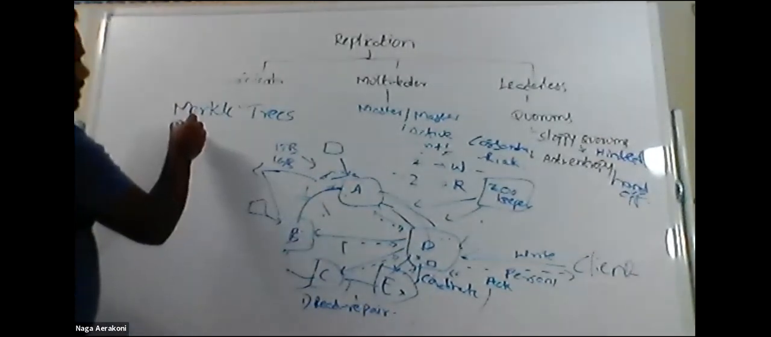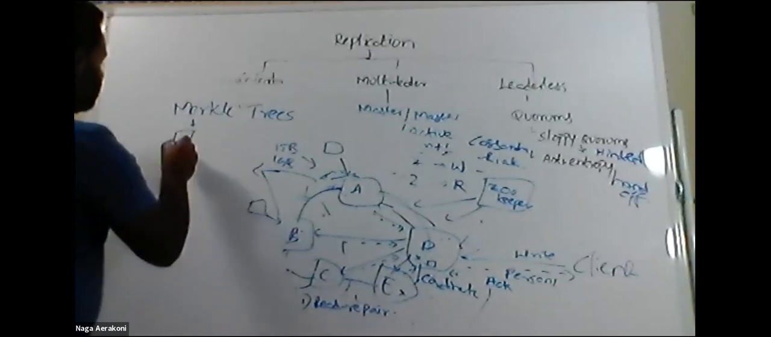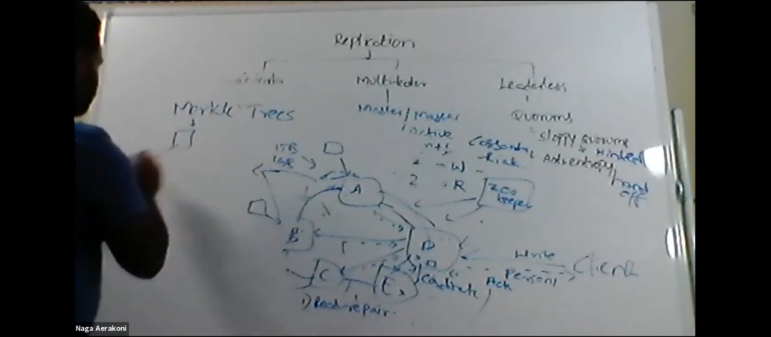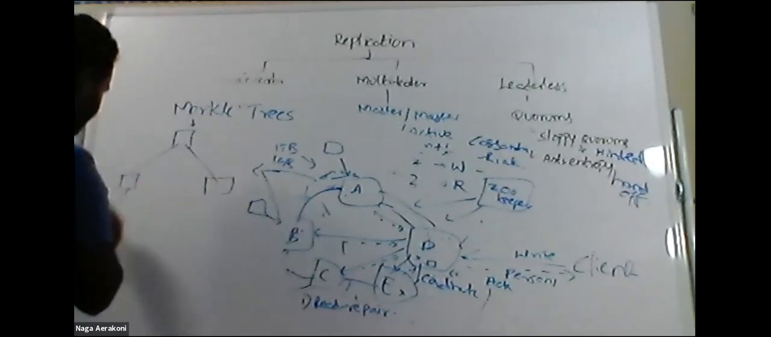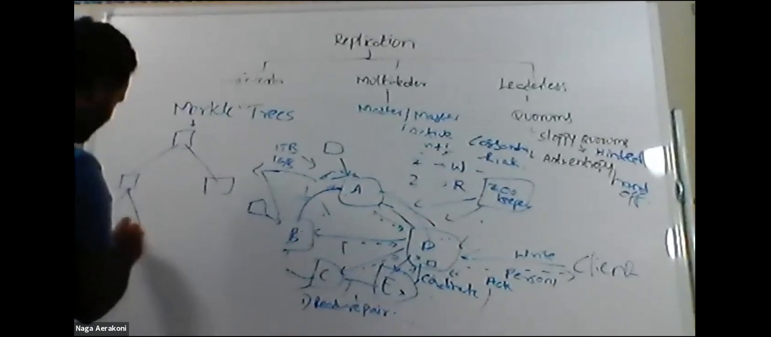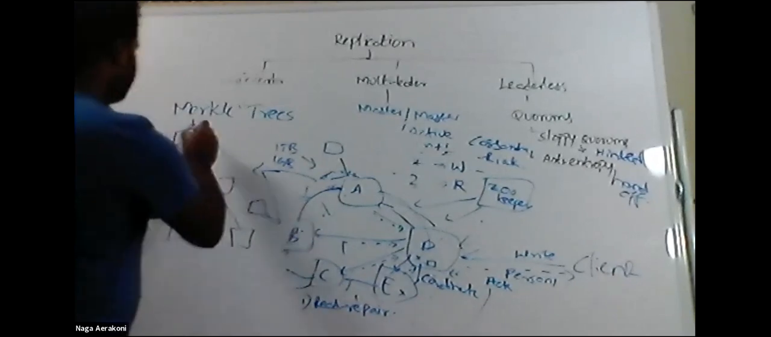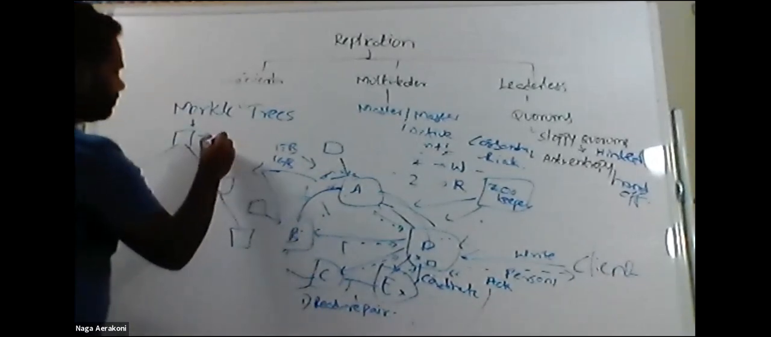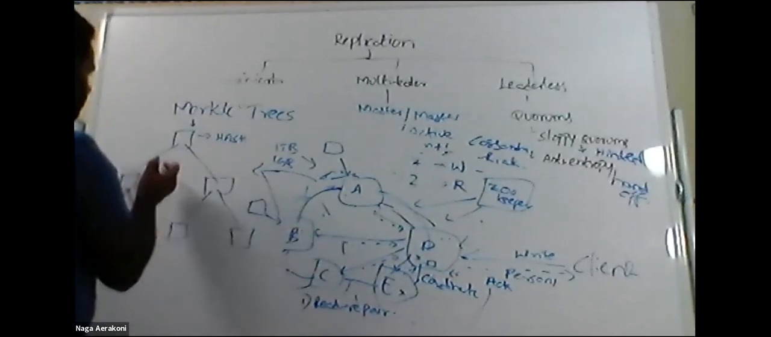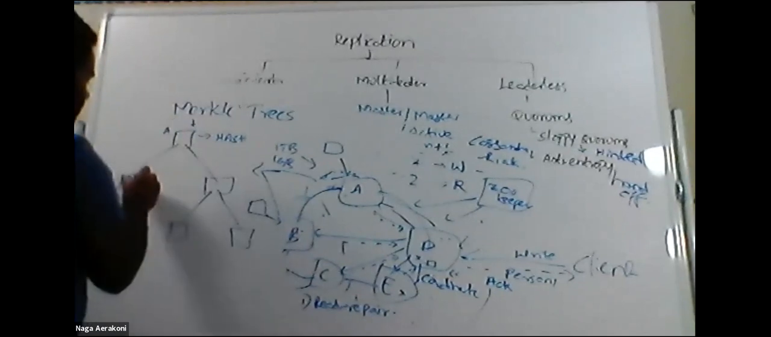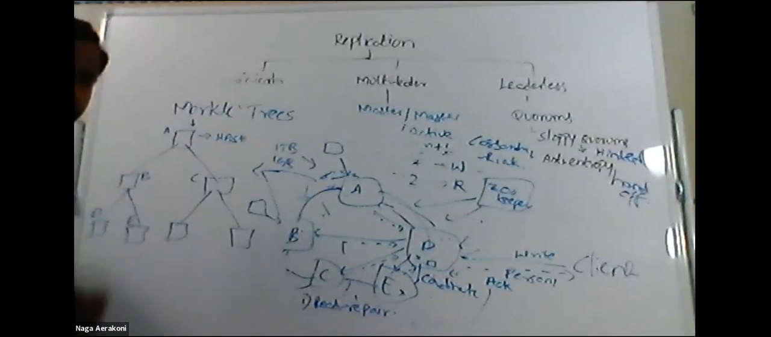So the idea of Merkle trees is that they're nothing but binary trees. Each node will have two child nodes, and those child nodes will again each have two child nodes, like in this case. Each node will have a hash value of its children. So if this is A, this is B and C, this is D.